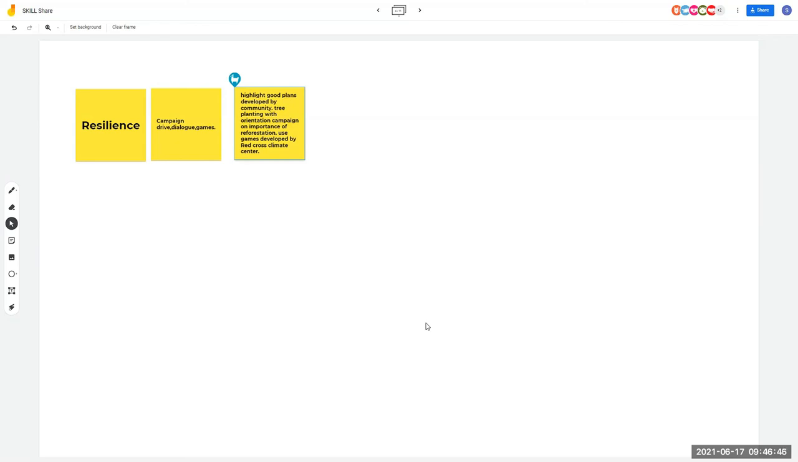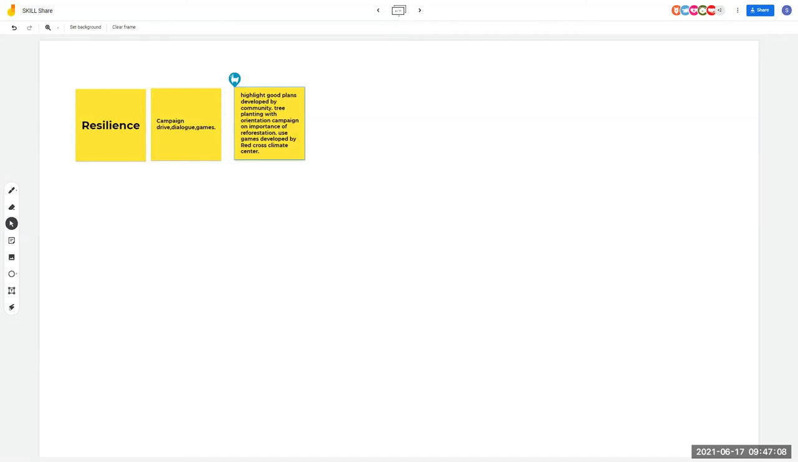And then we have what looks like a llama who has shared the second point, which is about highlighting good plans developed by the community. Would you like to share more? So we've got Red Cross Climate Center. Yes, that's me.